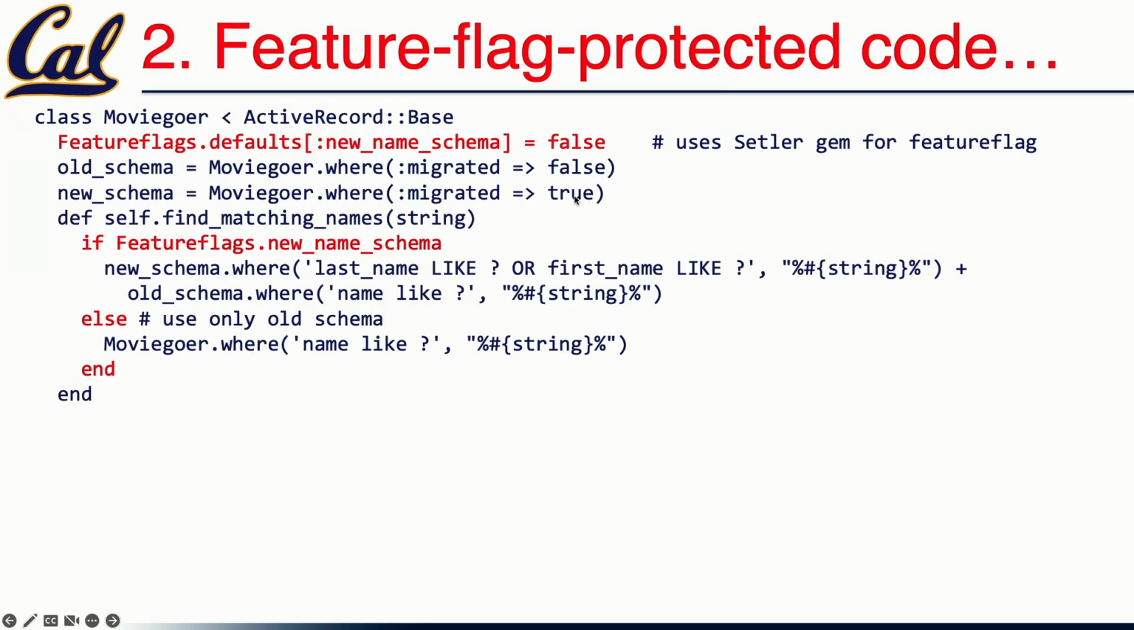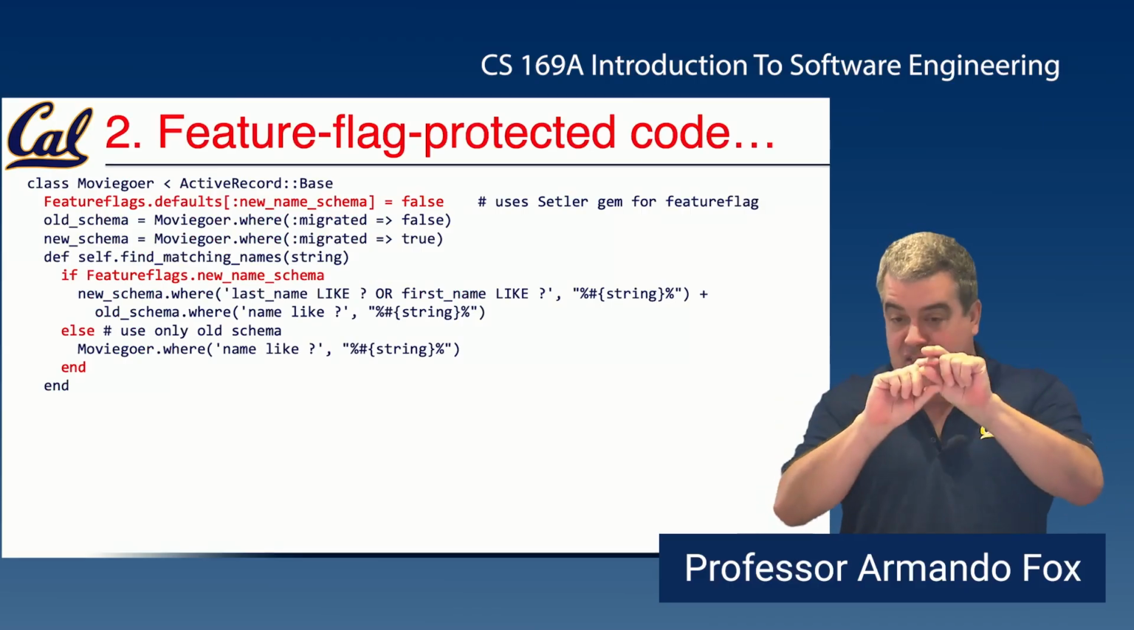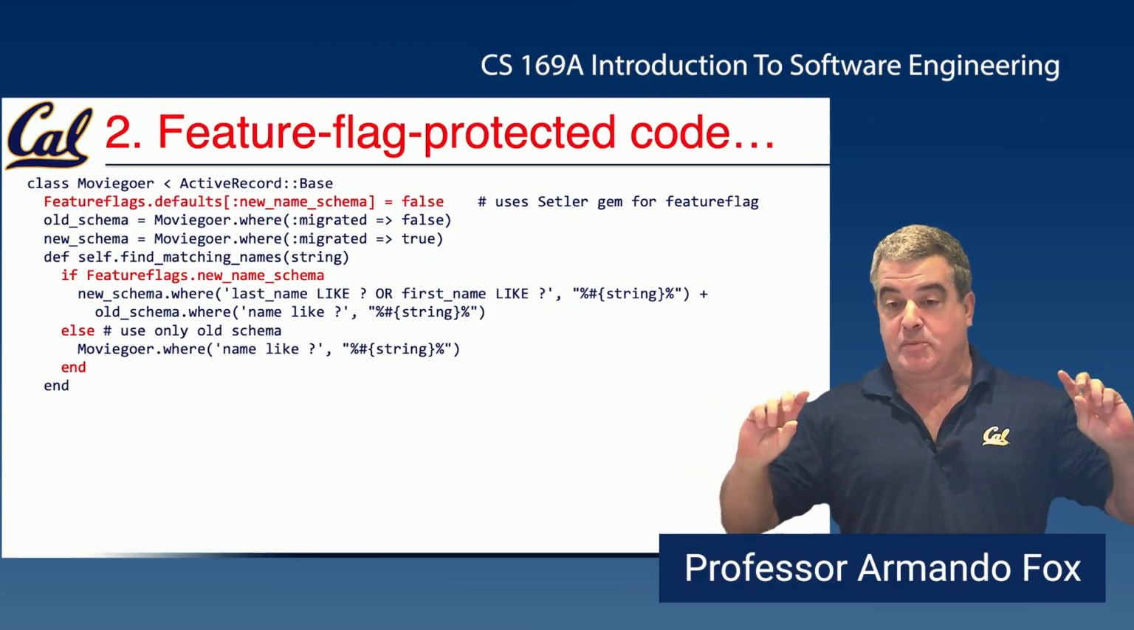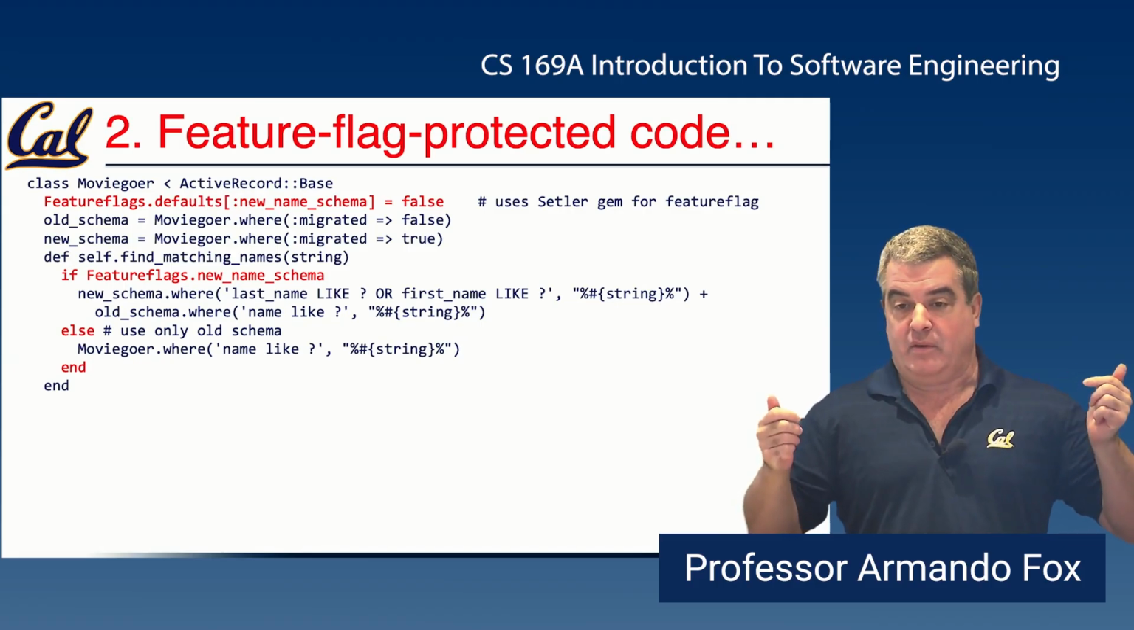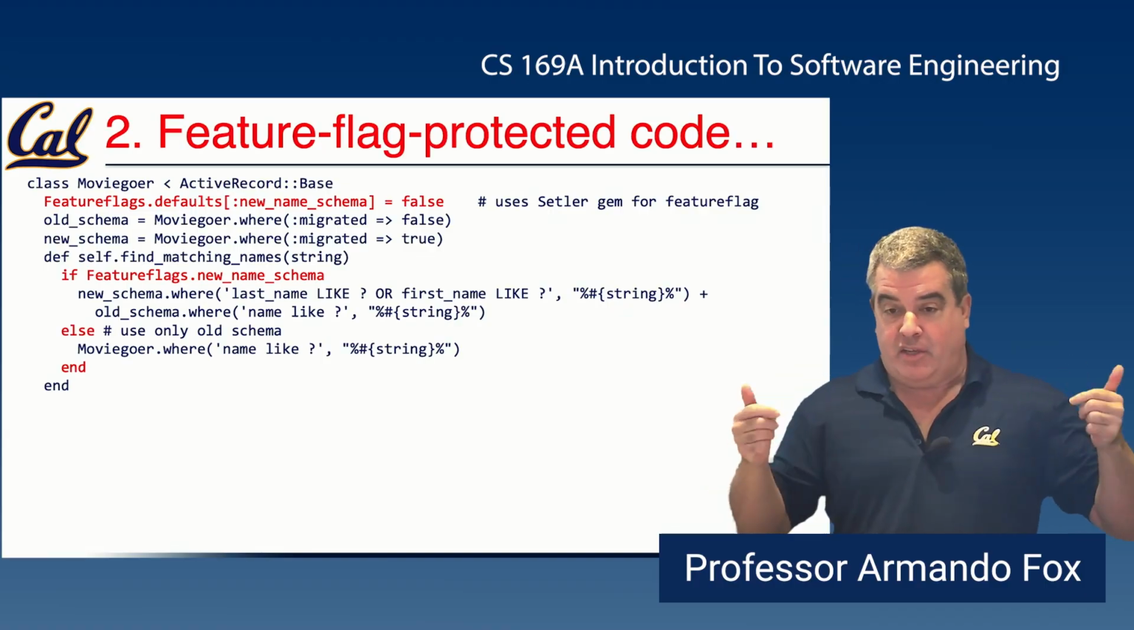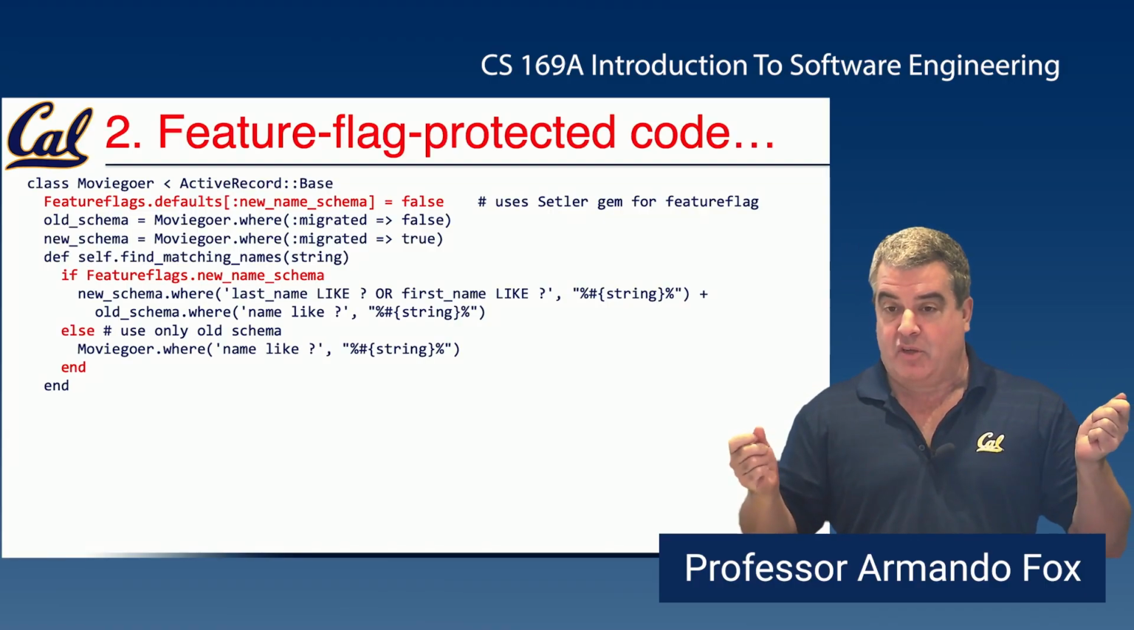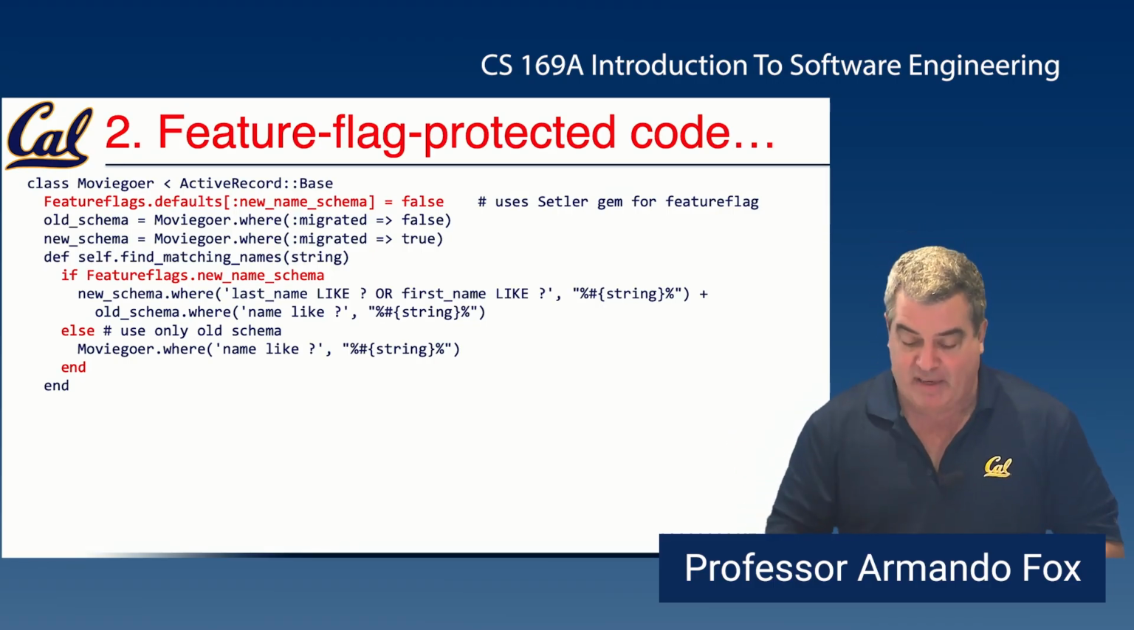Okay? And remember, what's the point of the migrated column? The migrated column tells us if that specific row of the database has been changed from the old to the new format, right? So initially, that column is going to be false for every single record, right? So we'll come back to that in a moment.